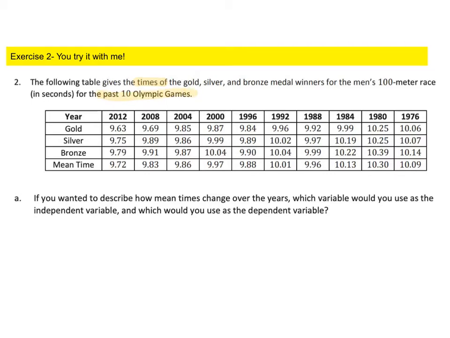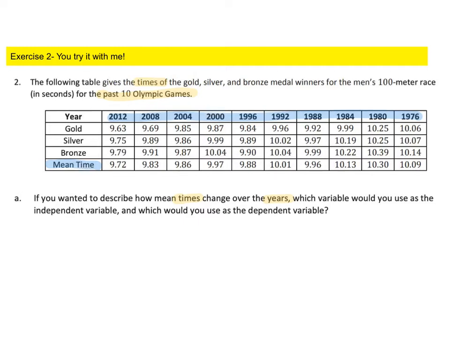Below it says, if you wanted to describe how mean times change over the years, so we're talking about time in years, which variable would you use as the independent and which variable would you use as the dependent? This one is a little bit trickier, and the reason it's tricky is because we're comparing two different times. We're comparing the mean time of these races, and we're comparing the years, which is also a form of time. But one of these is going to be dependent on the other.